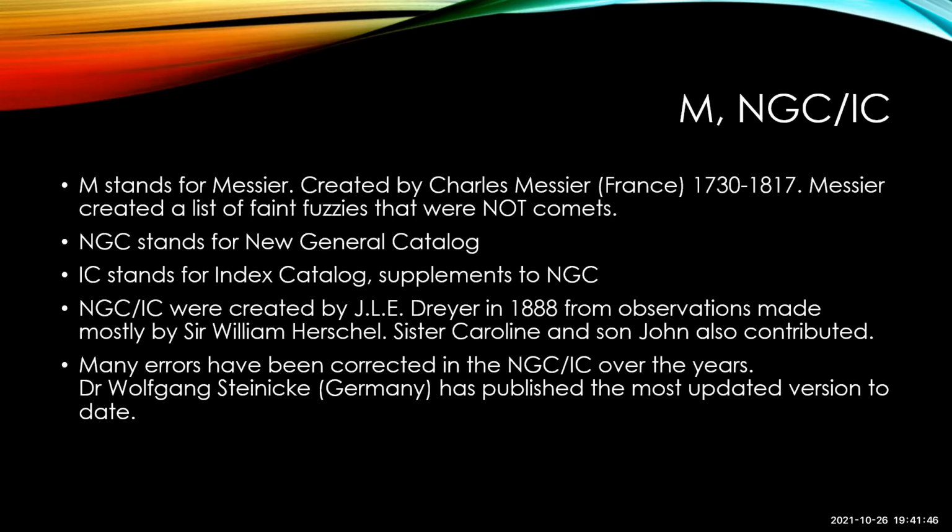Now, Dreyer was a Danish fellow who worked in Ireland, I think, with the Lord Rosse telescope. So that was his connection into astronomy. He later worked with the Royal Astronomical Society. And so he was in a uniquely good position to gather historical information about these objects, the observations made by the Herschels, and assemble the NGC and the IC catalogs.